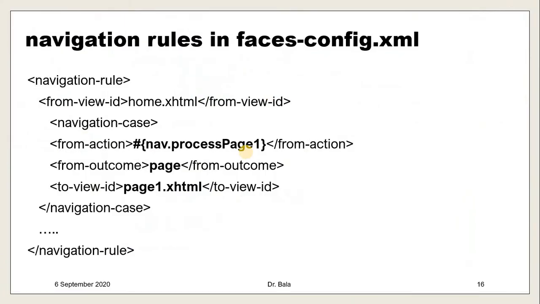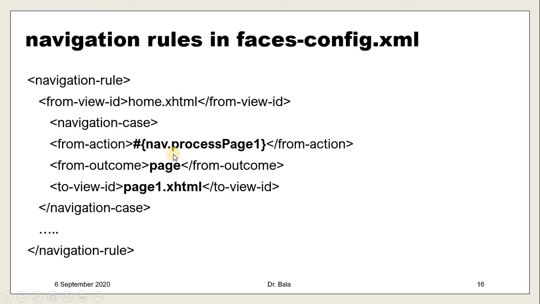Okay. So for example, we have a navigation rule here, and this is the form ID where we generate. This is the home page where we start, and we have a navigation case. In the navigation case, from where the action is generated, from the method navigation process page 1. So this is where we begin, and what will be the output, where you want to connect. So the outcome of this page is page. Okay. And what is the view? It is page1.xhtml. So this is our rule.